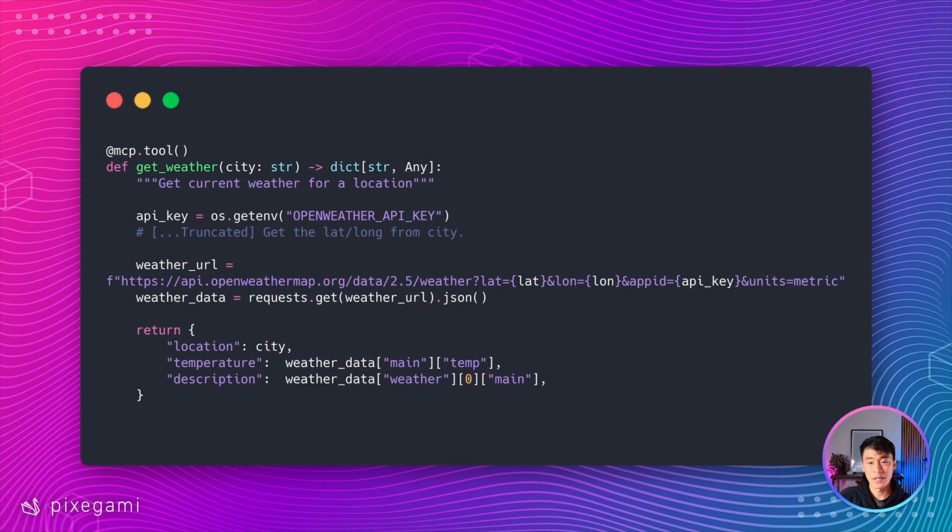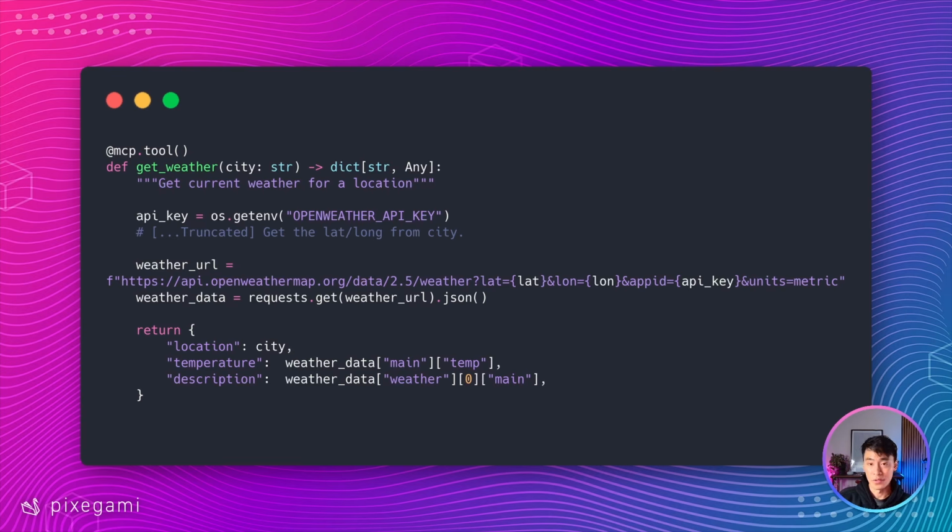Now here's a truncated version of the actual function code. So this fleshes out the function a little bit, but the whole function itself is still pretty straightforward. We basically just use the OpenWeatherMap API to first get the coordinates for the city, and then we use those coordinates to fetch the weather data. And then we return a simple dictionary with the location, the temperature, and the weather description.